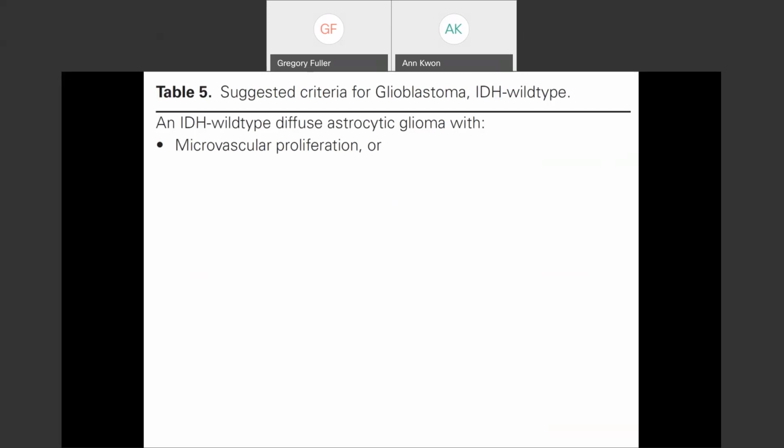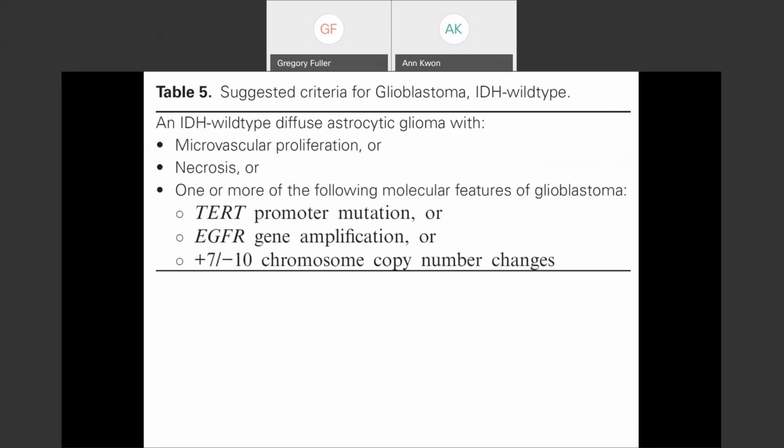Well, first of all, it has to be IDH wild type. It has to be diffuse. It has to be an astrocytoma. And this is for adults. It has to be an adult. And it has to have microvascular proliferation, right? That was a critical feature. Or necrosis. We've known that for a long time. That is the gold standard. Here's what's new. Or one of the following. And if there's more than one, that's fine, but you only need one.